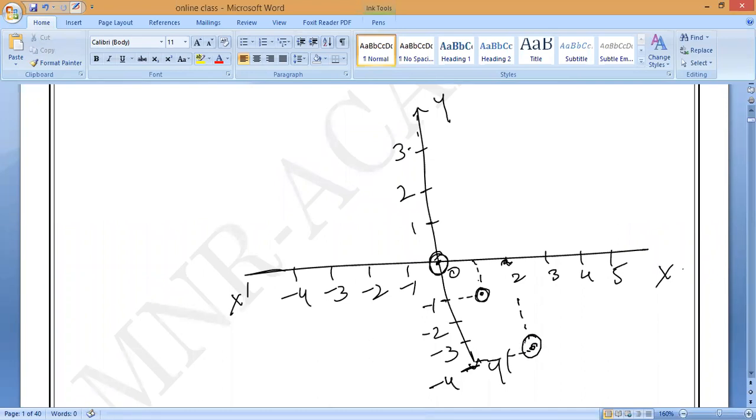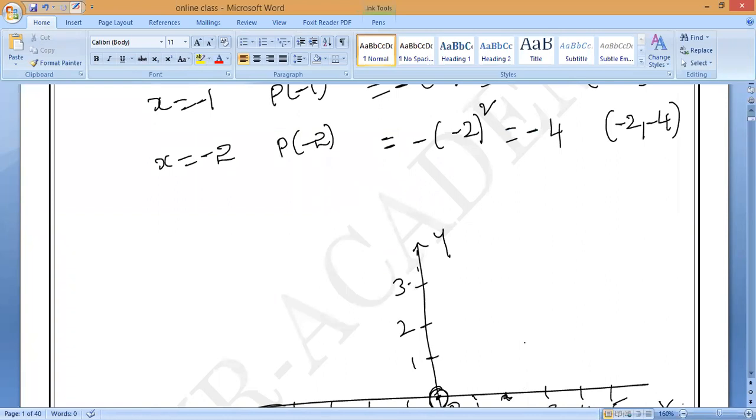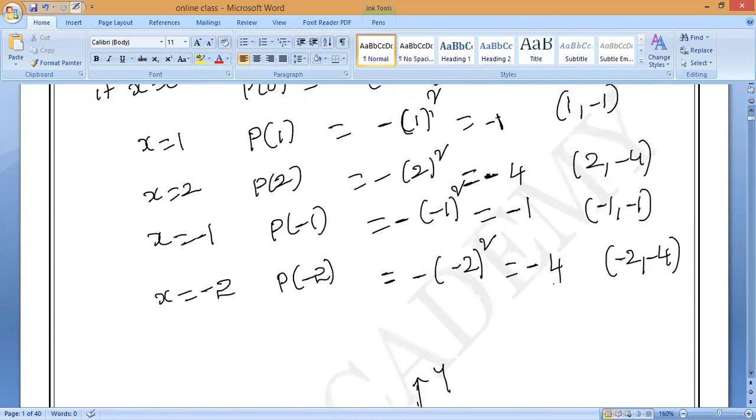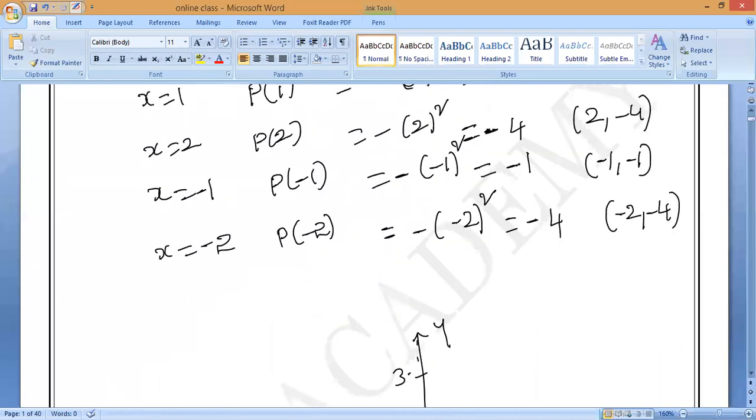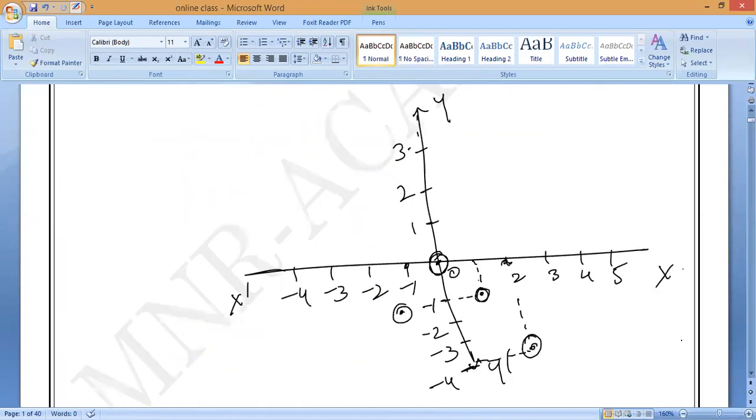This point. Next point, minus 1 comma minus 1. On the x-axis minus 1, y-axis minus 1. So this point is minus 1 comma minus 1. Next point, minus 2 comma minus 4. This point. Connect all the points. See this graph? What is the name of the graph? Downward parabola. Correct?